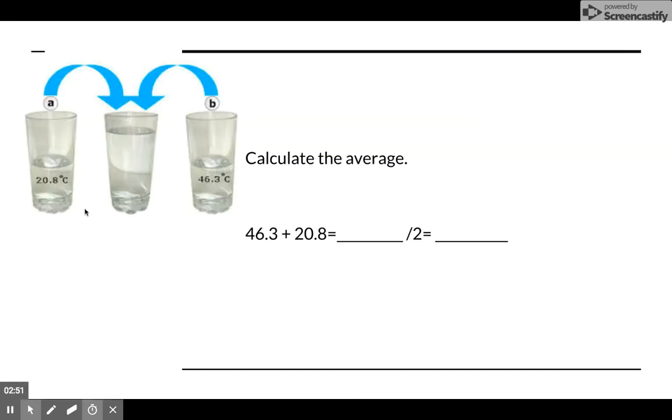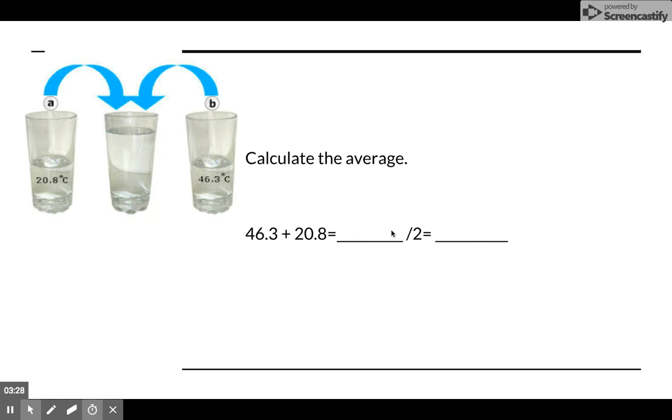So let's try a problem. Using your calculator, add 46.3 and 20.8. When we take these two different cups and we combine them, let's see what the new temperature is going to be. We have to calculate the average. So do that right now on your calculator. Okay, that should have been 67.1.